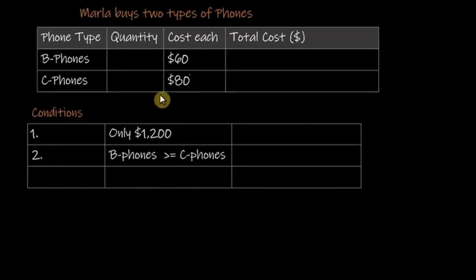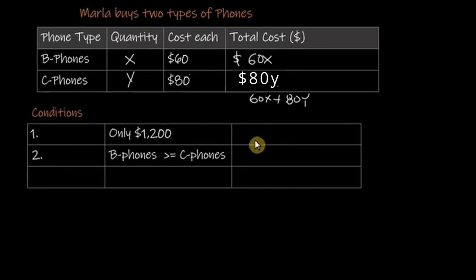So how do we want to think about this? So let X be the quantity of B phones purchased and Y be the quantity of C phones purchased. So in this case, the total cost for B phones would be $60X, and the total cost for C phones would be $80Y. So the total cost then for phones would be 60X plus 80Y. That would be how much money she's going to spend on phones, but based on her first condition, she only has $1,200. So she could spend a maximum of $1,200 on phones.